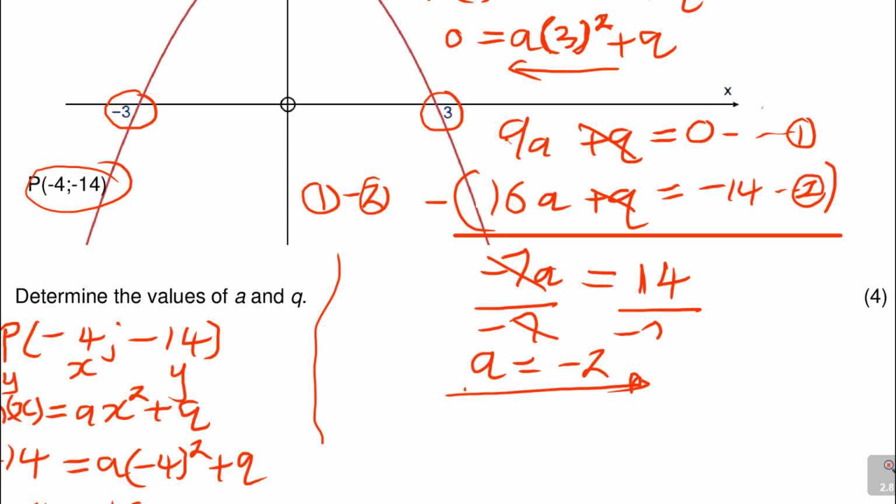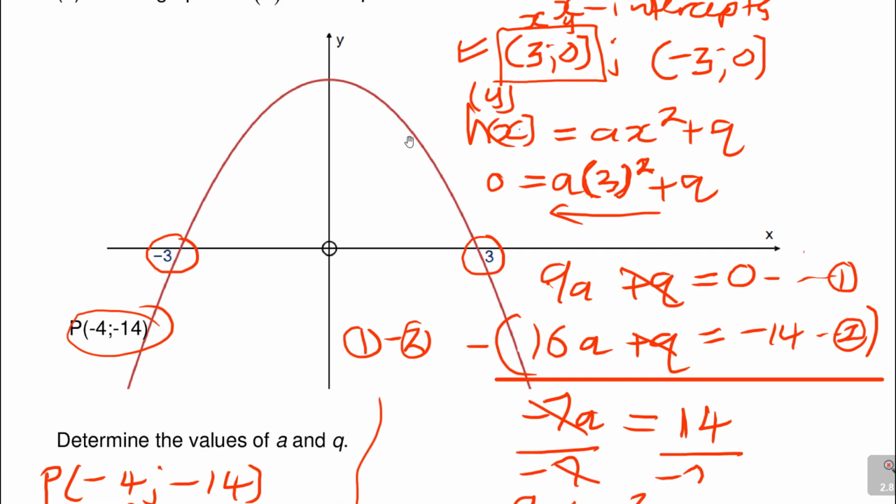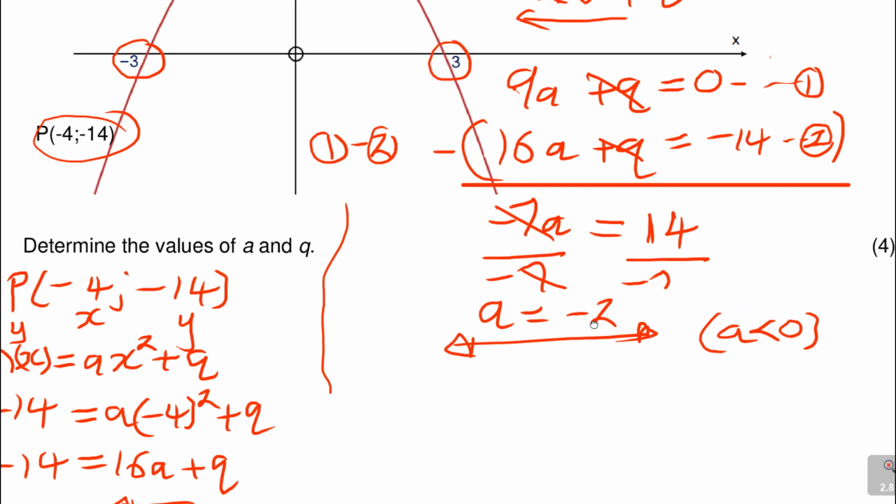Does it make sense? Here A is less than 0, and you can see the shape of the graph is correct, it's facing down. It's the third graph, it's facing down. If it was facing up, A was going to be positive. The question was find A and Q.